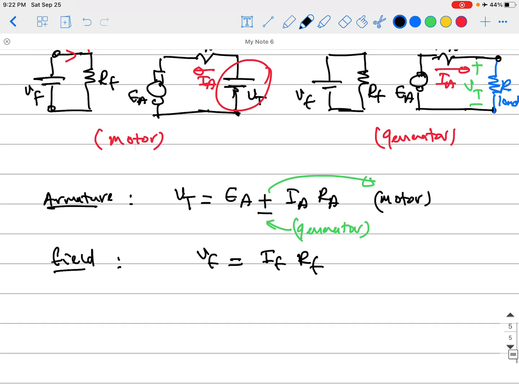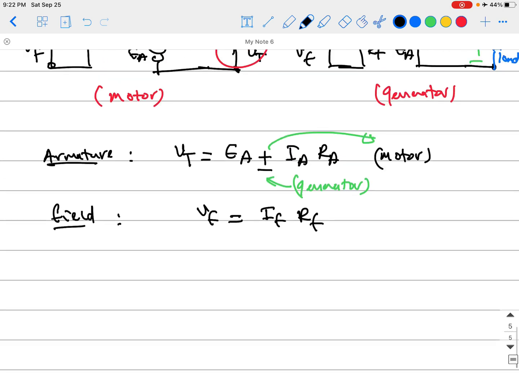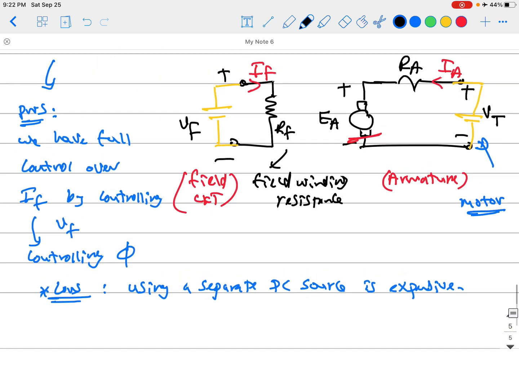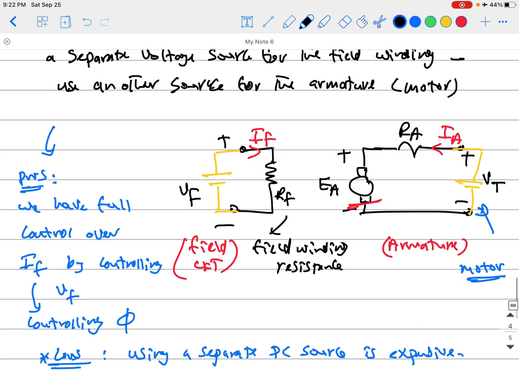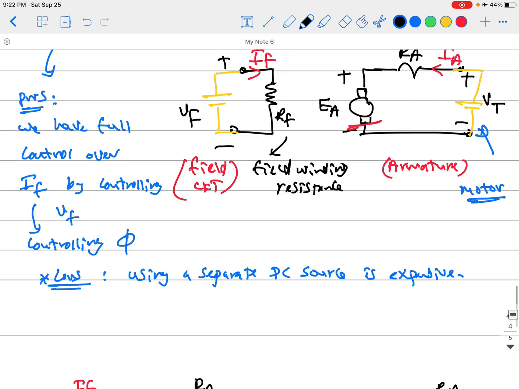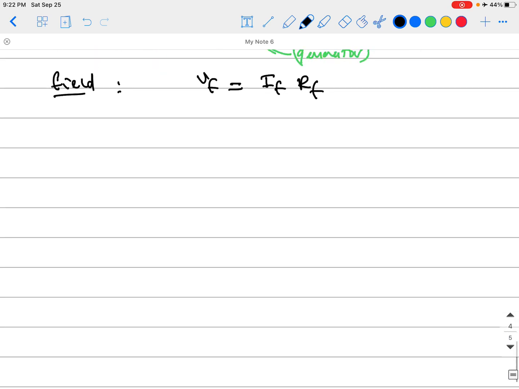If it is a motor mode, we need two sources. One for the armature, which is V terminal, and one for the field, which is V field. But as a generator, we need just one source for the field winding, which is VF, and your machine will be the source which supplies electricity to the electrical load. We're talking about a generator. So that's what I mean by a separately excited machine. You have two different sources, one for the terminals of the armature and one for the field, if you're talking about a motor mode.